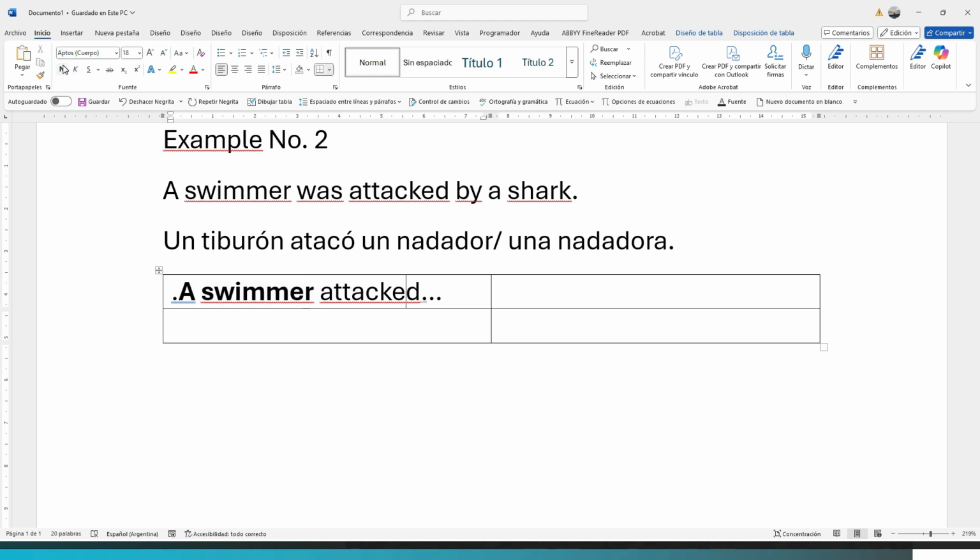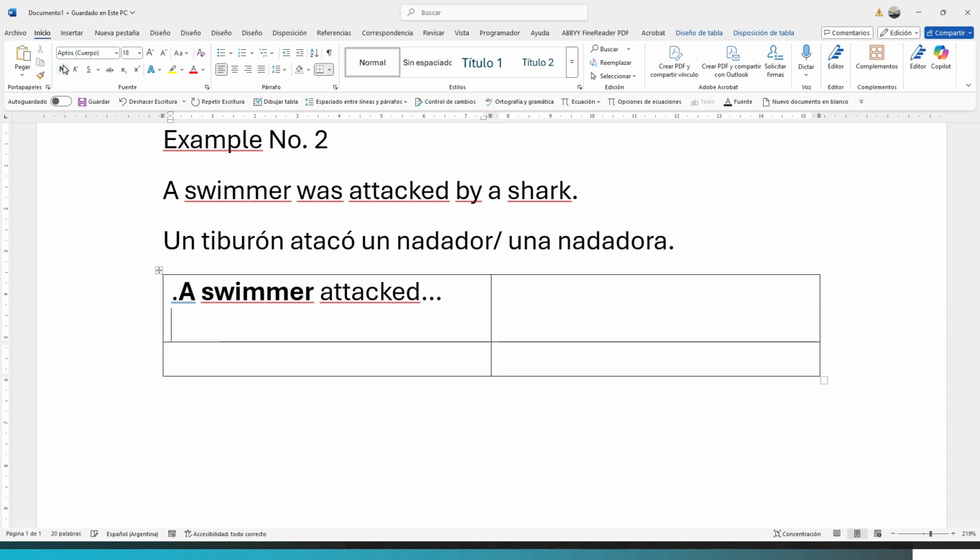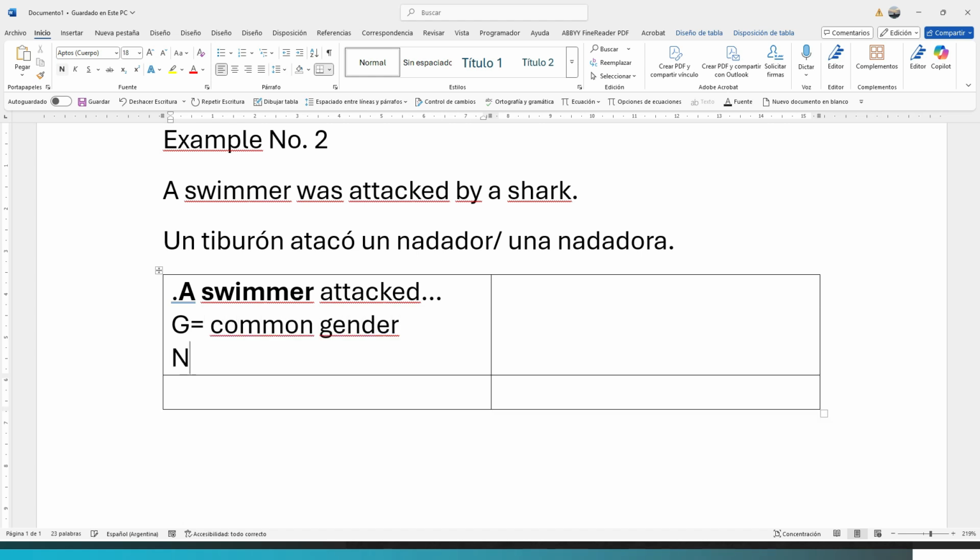What about gender in this example? Gender, common or dual gender. Number, singular number. In Spanish, atacó un nadador, una nadadora.